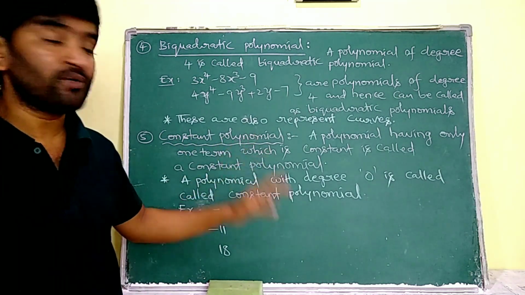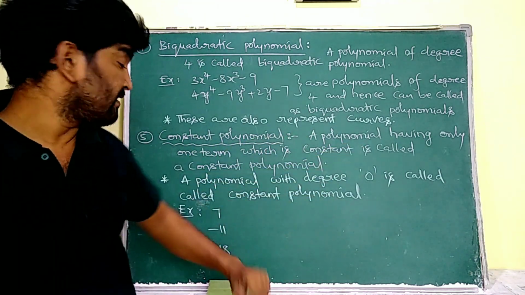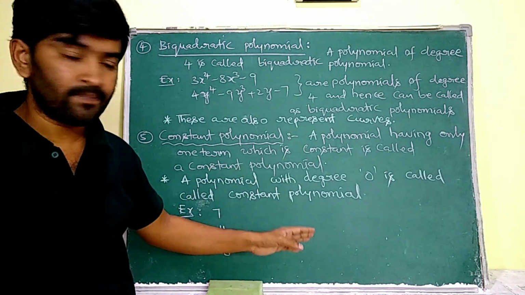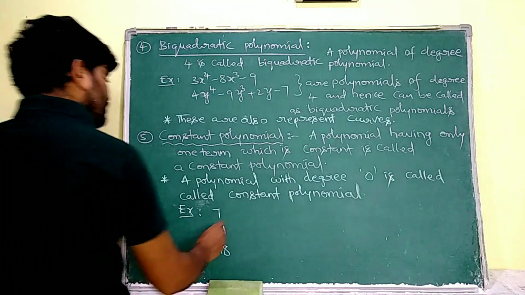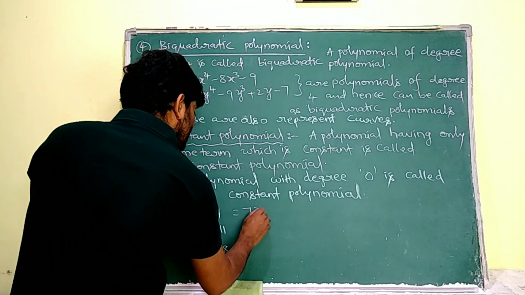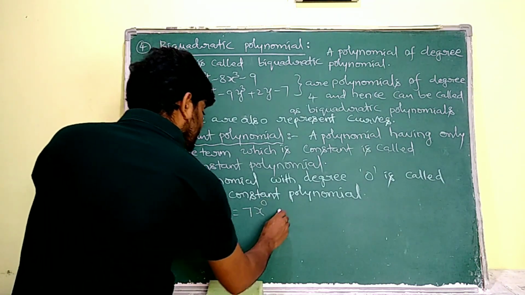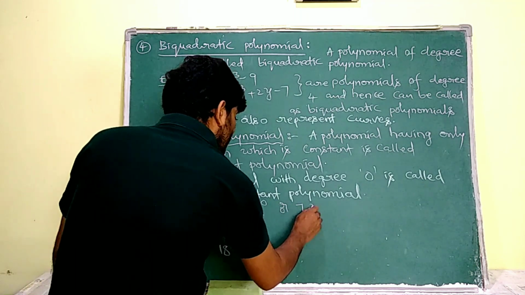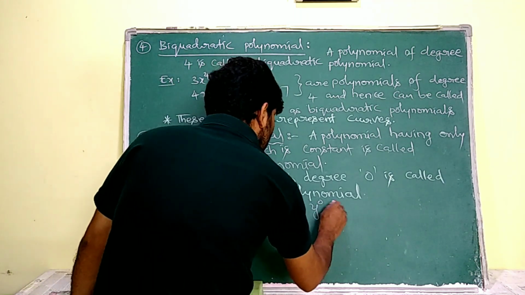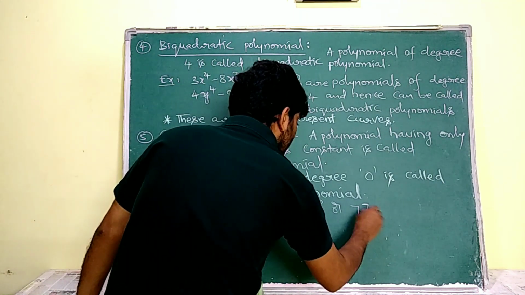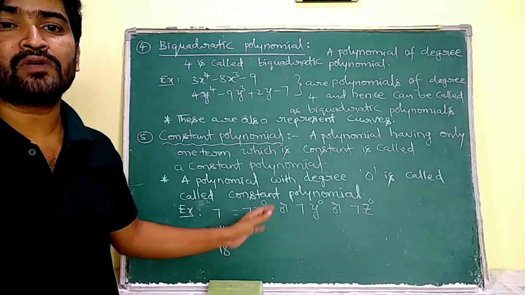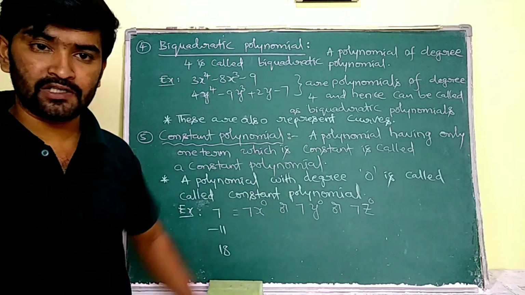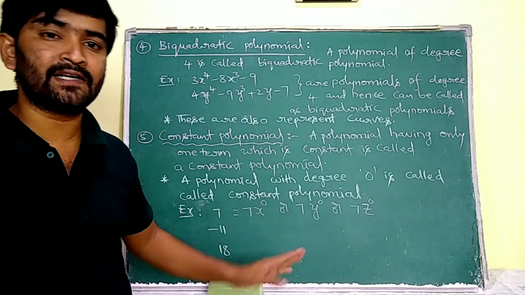A polynomial with degree 0 is called a constant polynomial. For example, 7. Its degree is 0 because 7 can be expressed as 7 into x power of 0, or 7 into y power of 0, or 7 into some z power of 0. You can write any variable to the power 0, whatever variable you want.